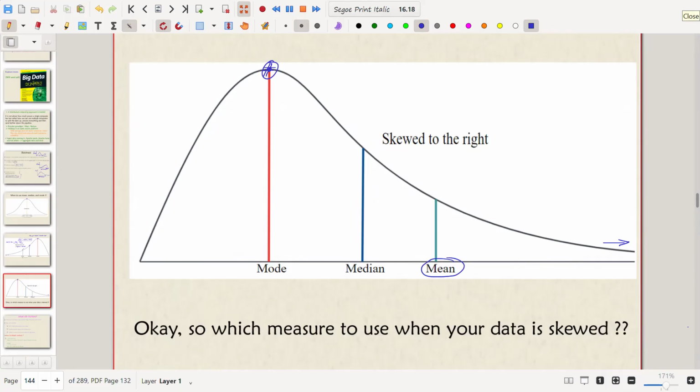So what is the relation here? Mode greater than.